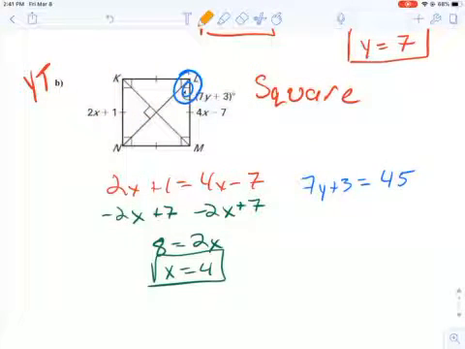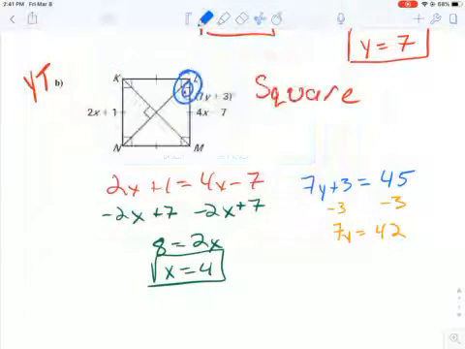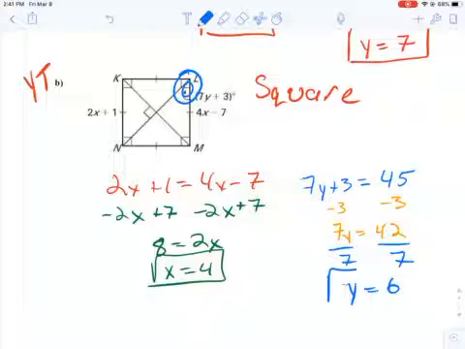And then we just have another two-step equation. We'll subtract the 3 to the other side. 7y is equal to 42. Divide by 7. And y is equal to 6.